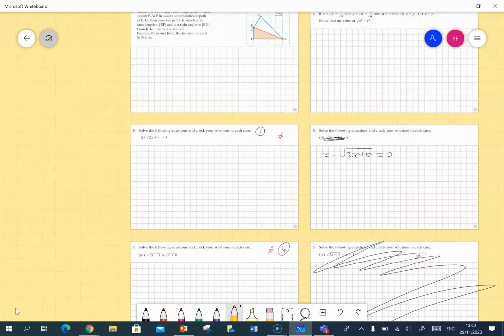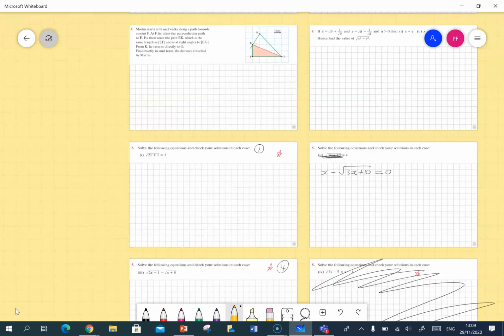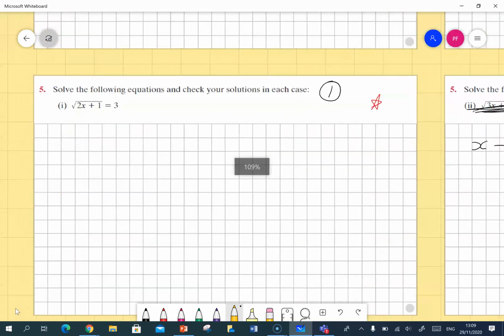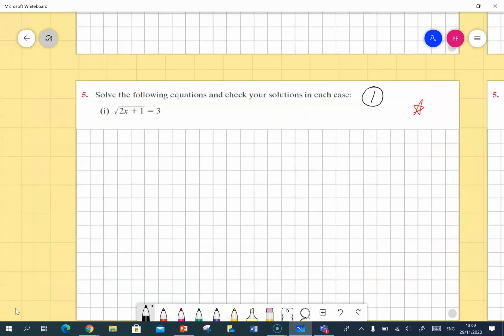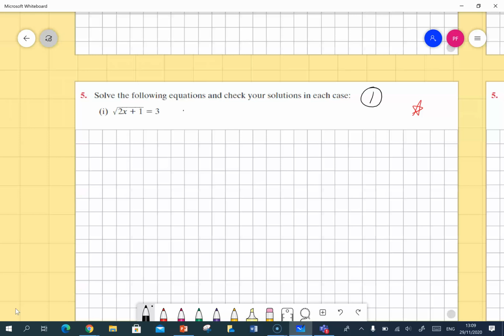So let's just look at the first simple example. Here we have question 1. We have one surd. Here it is. It's the root of 2x plus 1 equals 3. So that's type 1. So we get the surd on its own. Perfect. It's already on its own. We square both sides. So (2x plus 1) squared equals 3 squared.